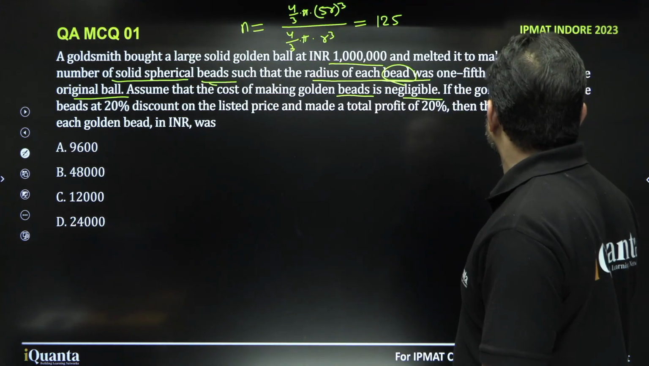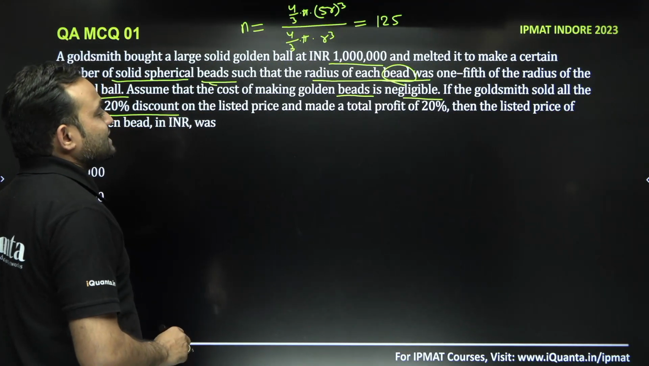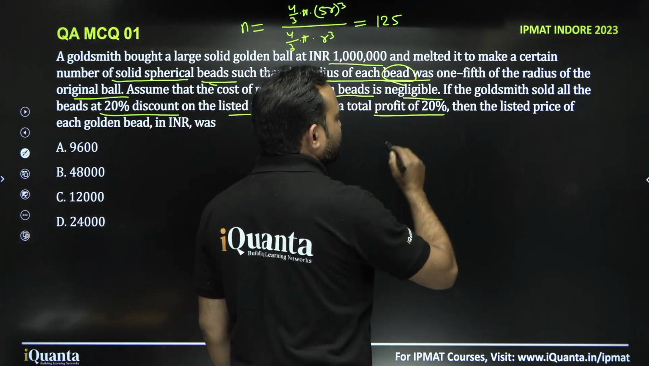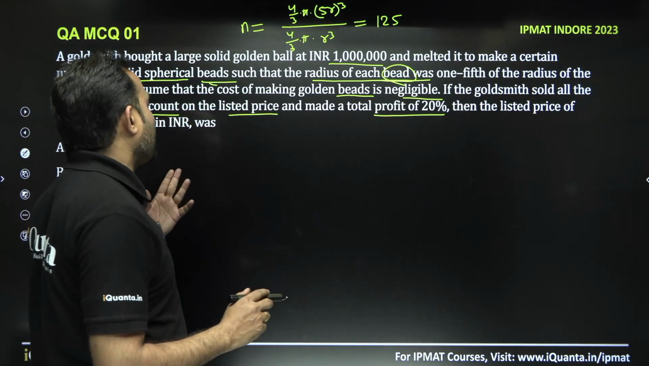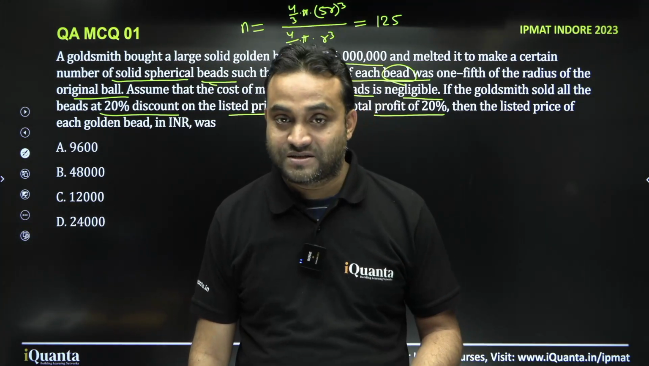Now it says assume that the cost of making golden beads is negligible. If the goldsmith sold all the beads at 20% discount on the listed price and made a total profit of 20%, then the listed price of each golden bead in INR was? What was the mark price?